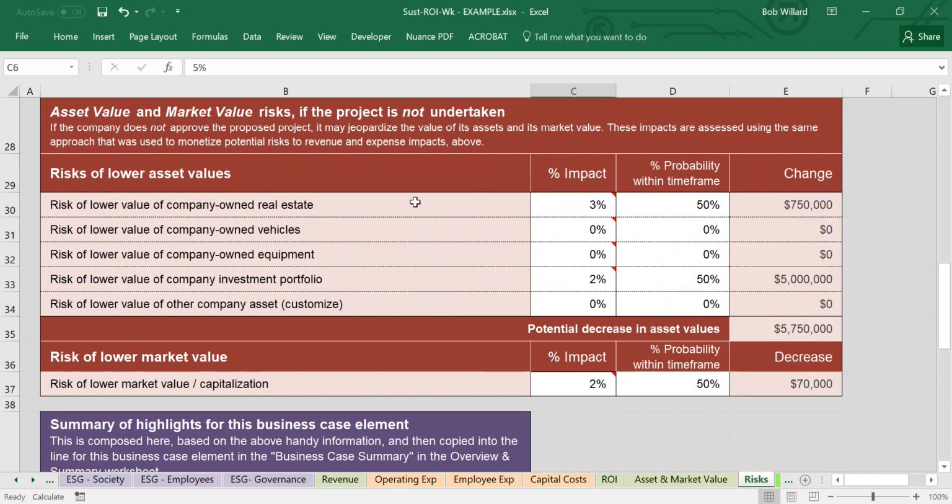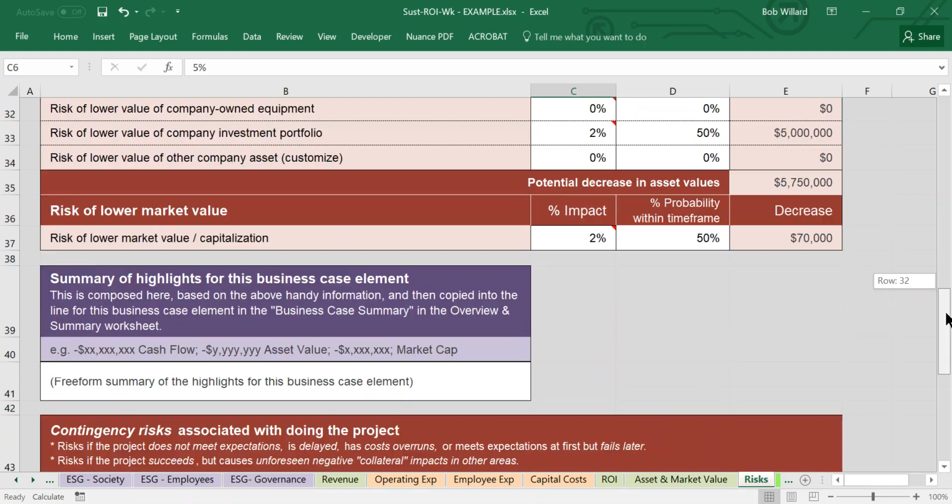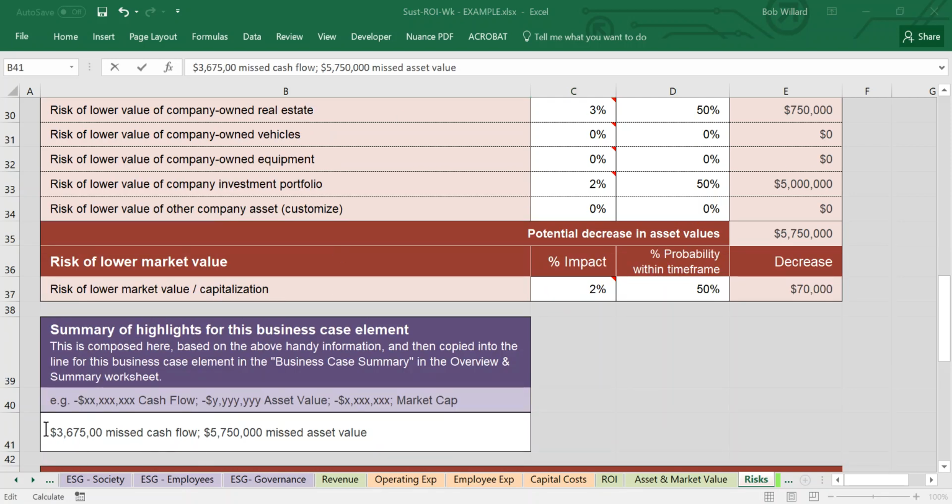Again, looking at the same line items that we looked at before on the positive side and how these might be negatively impacted if the project were not undertaken. Lots of explanation in the comments. And down below, we have a chance to summarize all of this in a highlight summary of the risks if we were not to undertake this project. So when you fill that in, it might look something like this. This summary of the highlights of what happens if the project is not done, or what you might miss in positive cash flow or missed asset value increase, gets moved into the summary chart on the overview and summary sheet.